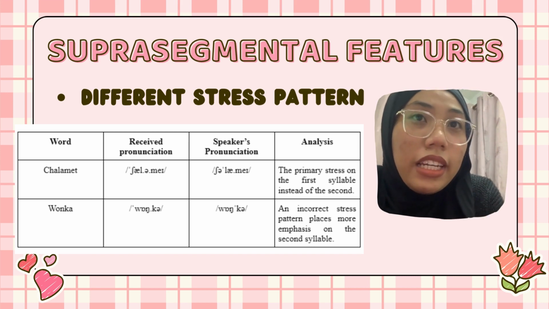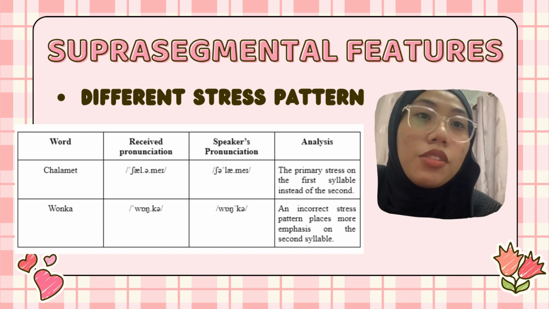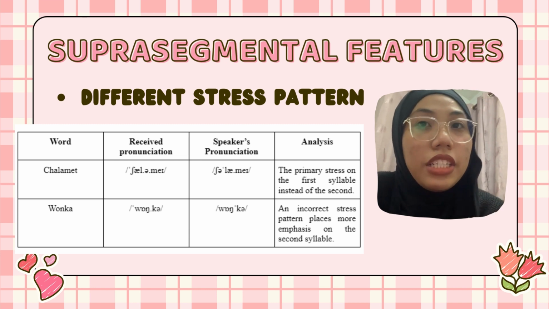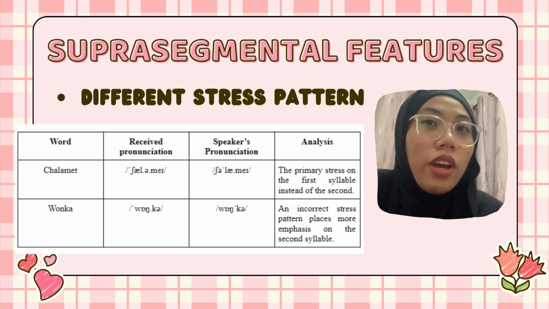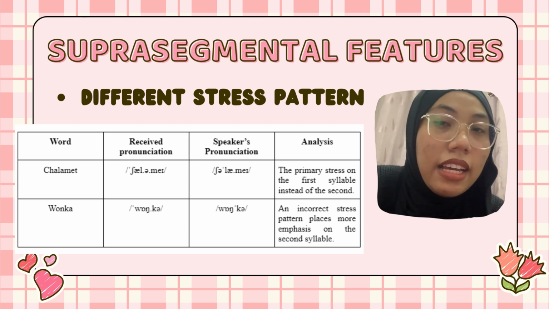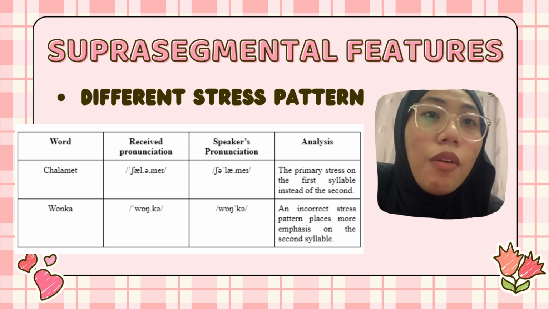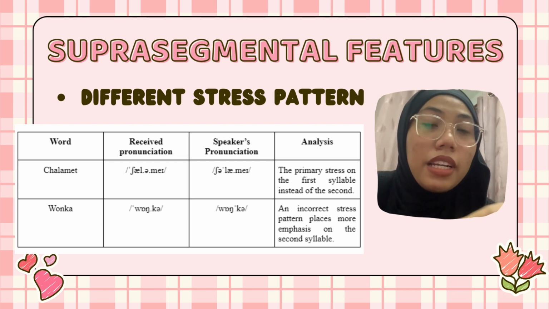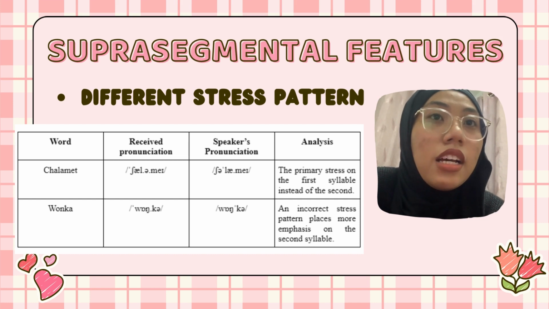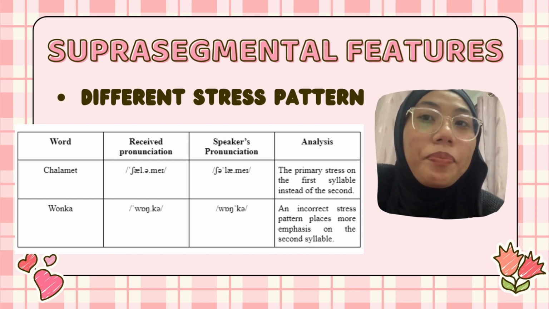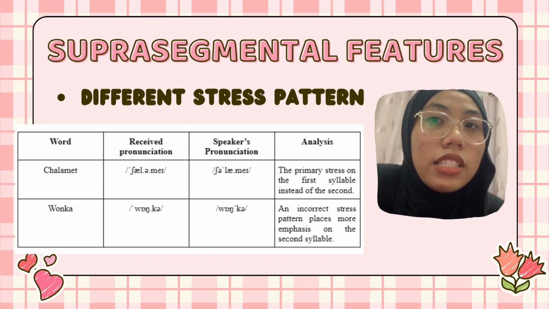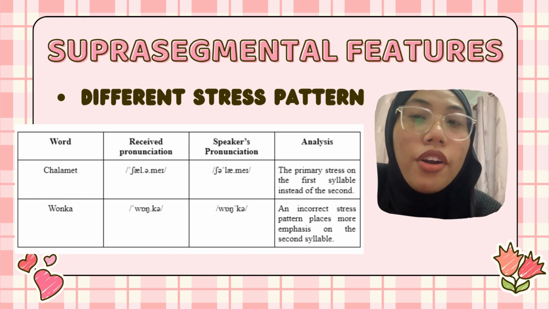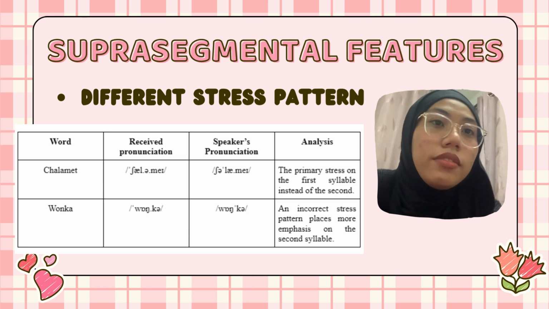So the next word is Wonka. For this word, the received pronunciation is Wonka, where the stress is placed on the first syllable. However, the speaker's pronunciation for this word is Wonka, and the stress pattern was in an incorrect place, which emphasizes more on the second syllable.